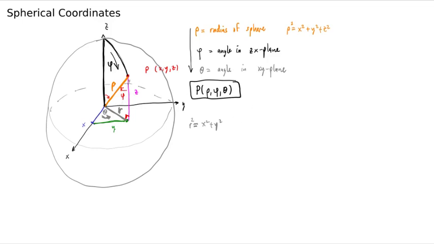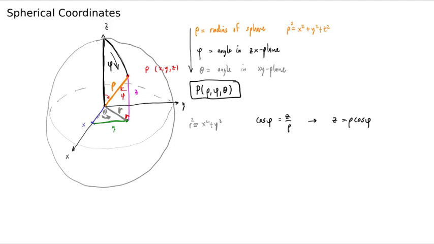So first of all, from this triangle, we see that the cosine of phi is equal to z over rho. So the cosine of the angle phi is adjacent over hypotenuse. So this is z over rho. Remember, we're assuming that we know phi and we know rho. And so this gives us an equation that z is equal to rho times cosine of phi. So there's an equation for the z coordinate of our point.